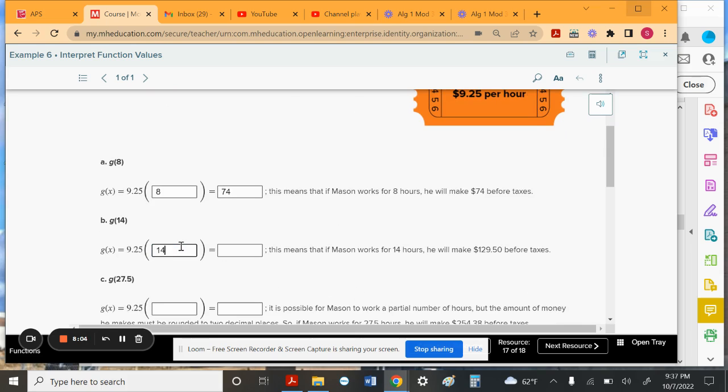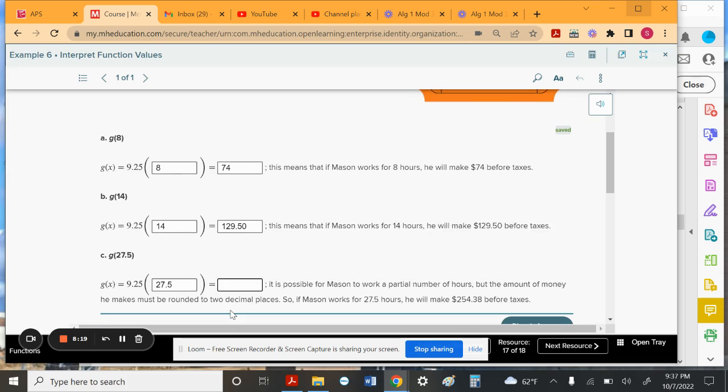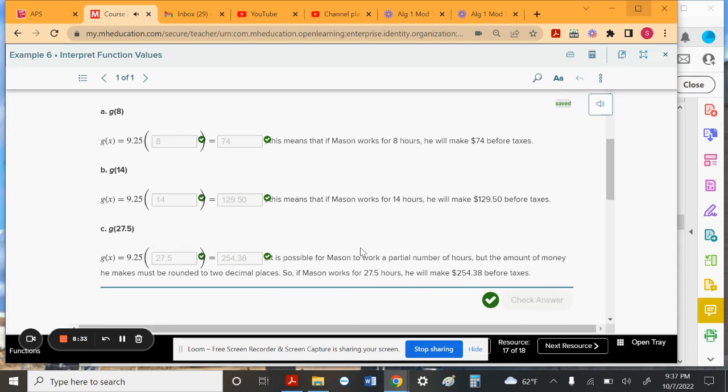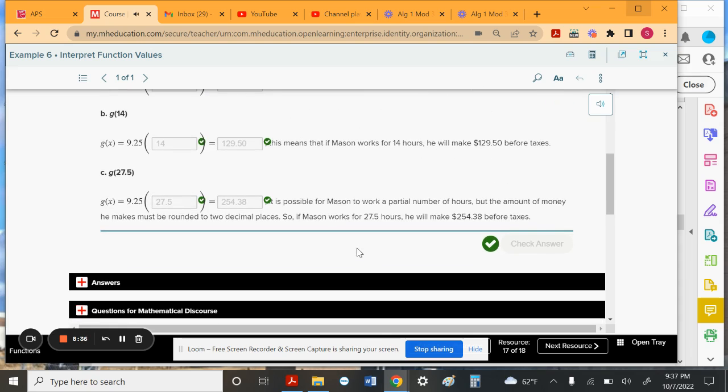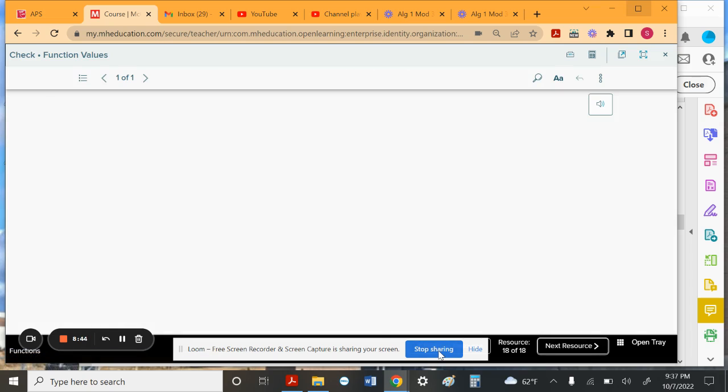If I plug in 14 and multiply those two together, I get 129.50. Okay, this one I plug in 27.5, and I actually get 254.375. But of course, for money, we can't have that. So you'd have to round it up to 38. That's what we would get. Okay, and that would be our answers for that one. Just plugging it in, multiplying, and now we go to the check, and we are done with Module 3, Section 2.